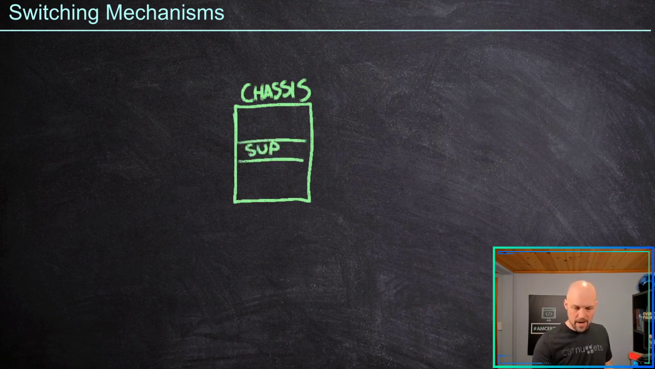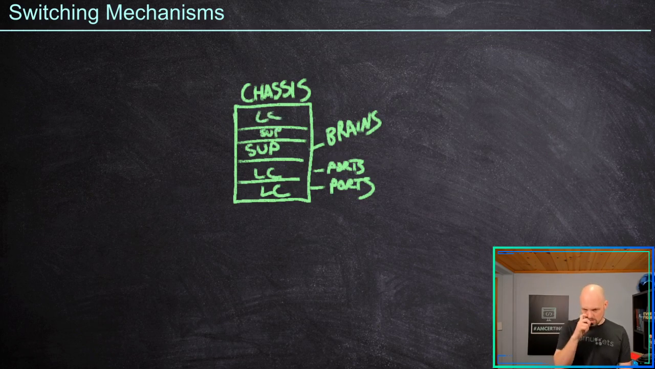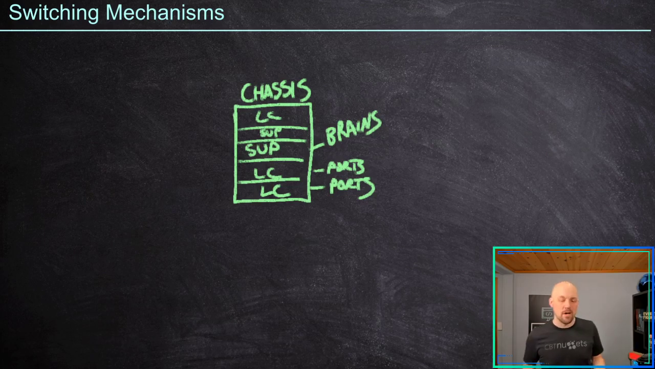I've got a supervisor line card that I've got to have in there. I've got line cards that I'm going to slide in. All of my ports are on my line cards. I probably didn't need to write ports twice, but here we go. And then we also have the supervisor, and this is the brains of the outfit, to the point that I like to have redundant supervisors in here. And then I install other line cards in the chassis above. So this is my breakdown of my device.